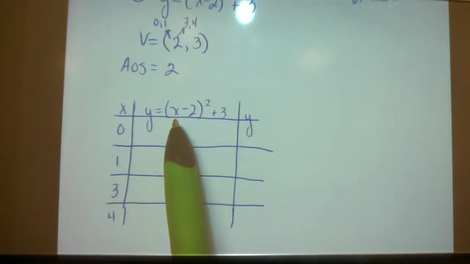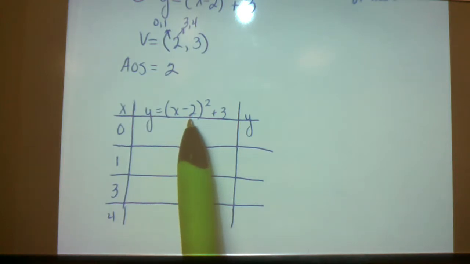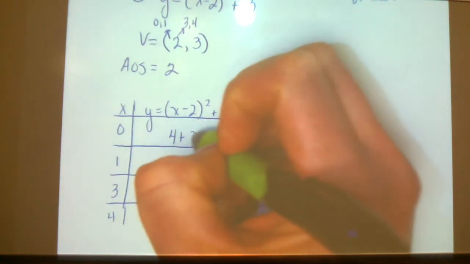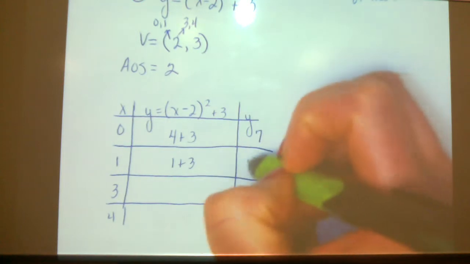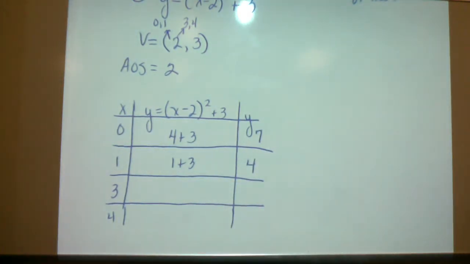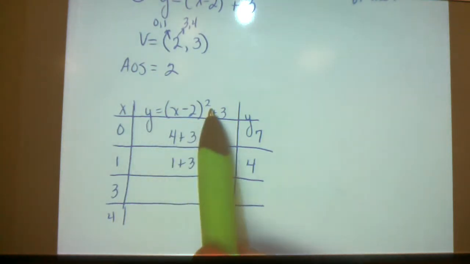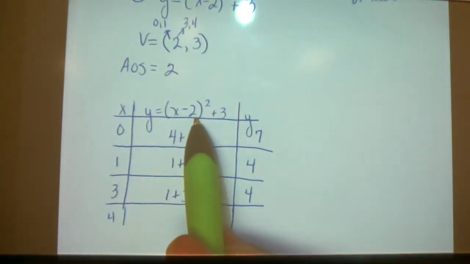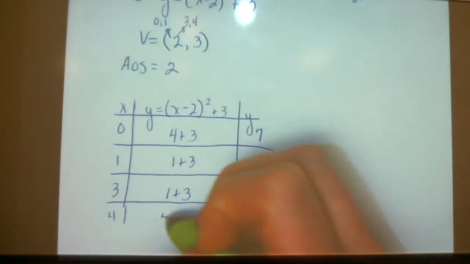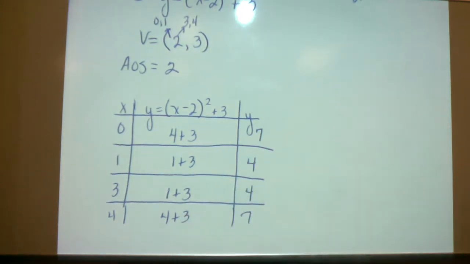All right, let's take these numbers and substitute in. 0 minus 2 is -2. -2 squared is 4. 4 plus 3, that's giving us 7. 1 minus 2 is -1. -1 squared is 1. 1 plus 3, that's giving us 4. 3 minus 2 is 1. 1 squared is 1. 1 plus 3, that's giving us 4. And then 4 minus 2 is 2. 2 squared is 4. 4 plus 3, that's giving us 7.